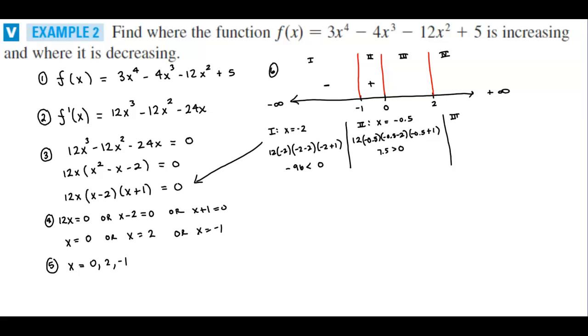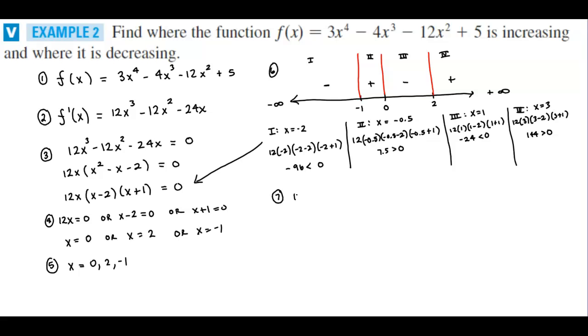For region number 3, we can pick x to be equal to 1. So we have 12 times 1 times 1 minus 2 times 1 plus 1. That gives us negative 24, which is less than 0, so it's negative in region number 3. And for region number 4, we can pick x to be equal to 3. If we take 12, multiply it by 3, times 3 minus 2, times 3 plus 1, that gives us positive 144, which is greater than 0, so it's positive in region number 4.